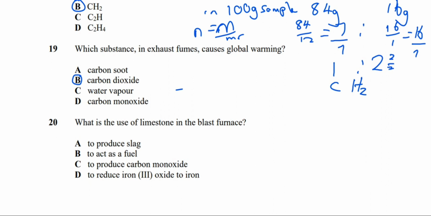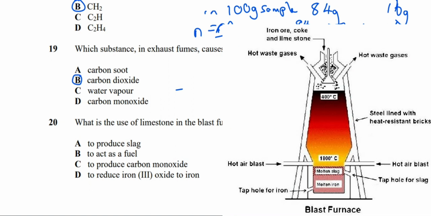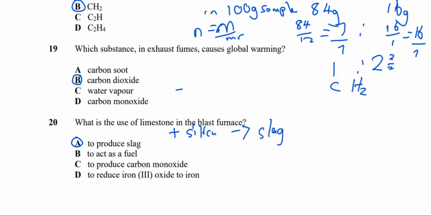What is the use of limestone in the blast furnace? So the use of limestone is to produce slag, because limestone is going to react with silica to produce slag.